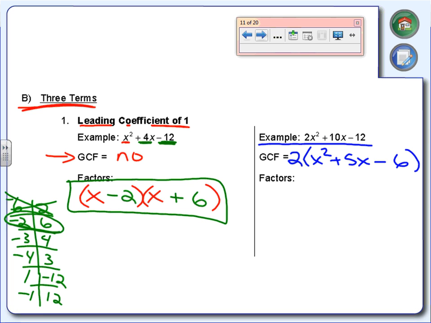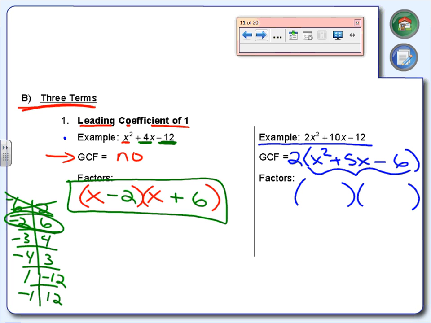So we're going to ignore the 2. We'll come back to that later. Just pretend it's not there. Right now we're only looking at this piece. We're going to factor that piece just like we did number 1 here. So here we go. Here's what we did on number 1.